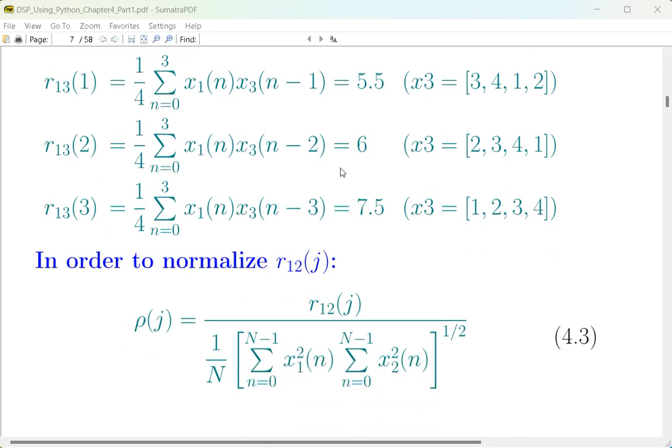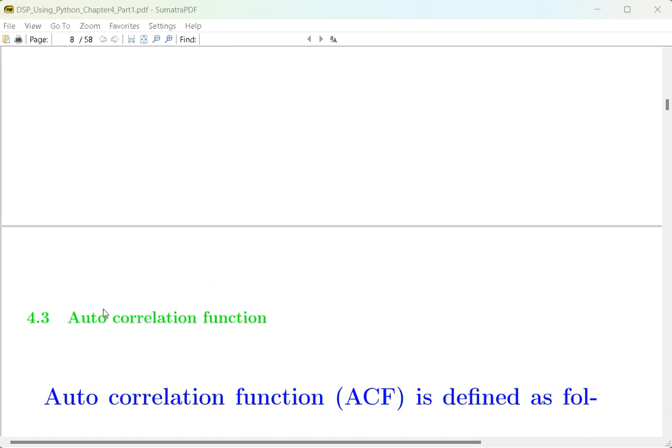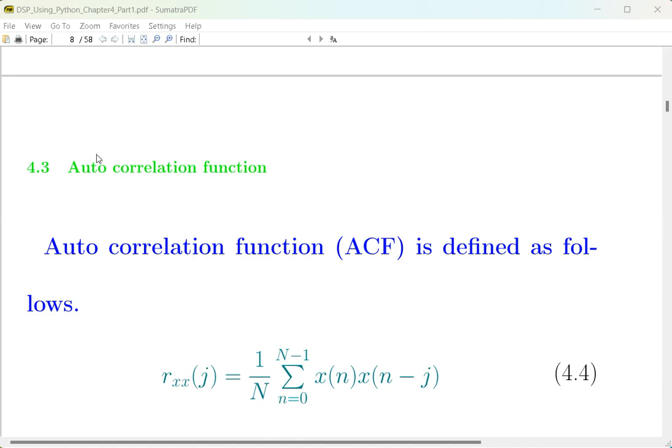Now we want to normalize the results, because a signal is similar to another 100% or 0%. How can we get it? A very useful equation: rho of j is the same CCF divided by the square root of 1 over N times sigma n from 0 up to capital N minus 1 of x1 to the power of 2, times the same idea for the second signal. Now the result is normalized. But in continuation, we will use CCF and ACF as well.